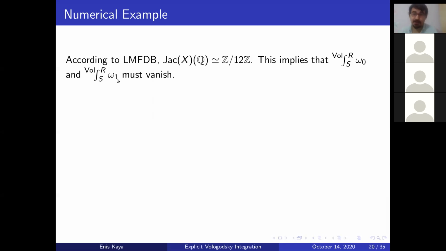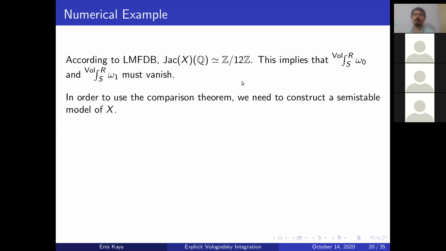I mean, this is just an important property of the Vologodsky integral, as long as we consider only holomorphic forms. And if we have two rational points whose difference represents a torsion point in the Jacobian, it must vanish. The reason is that the Lie algebra of the Jacobian is torsion-free. So if we are right, we should see that these integrals are 0.